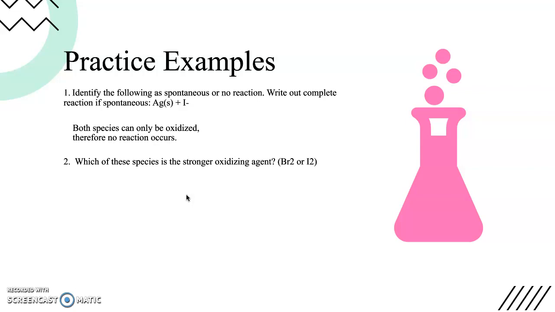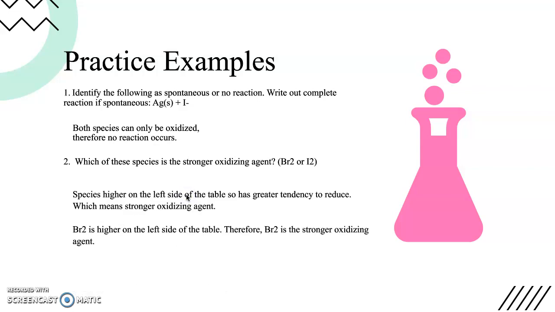Next, which of these species is a stronger oxidizing agent? So the species higher on the left side of the table has a greater tendency to reduce, which means it would be the stronger oxidizing agent. In this case, Br2 is higher on the left side of the table, and therefore it is a stronger oxidizing agent. Since Br2 has a voltage of 1.09 volts, and I2 has a voltage of 0.54 volts, that means that it has a lower tendency to oxidize.